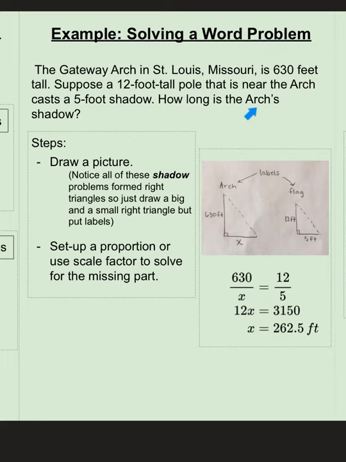This one I set up as a proportion. You can do scale factor if you can figure that out. But for myself, I prefer just going with the proportion. It's easier. Cross multiply 630 times 5, got 3,150. 12 times x, got 12x. Divide both sides by 12, and you've got the shadow of the arch is 262.5 feet. All right, one more example.